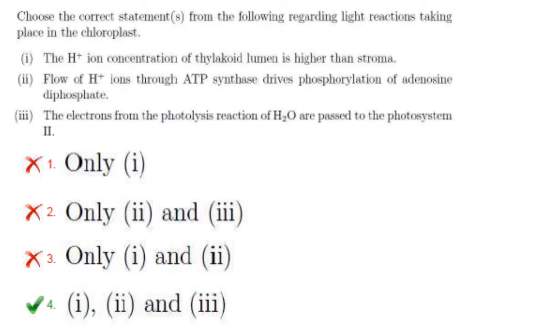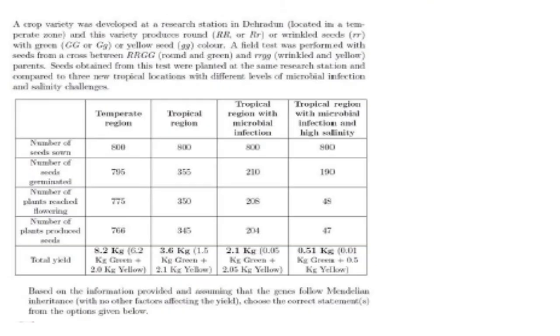Then next one. Choose the correct statement from the following regarding light reactions taking place in chloroplast. The H positive ion concentration of thylakoid lumen is higher than stroma. That's correct. Flow of H positive ion through ATP synthase drives phosphorylation of adenosine diphosphate. That is also correct. The electrons for photolysis reaction of water are passed to the photosystem 2. So 1, 2 and 3 all the statements are correct. So option 4 is the answer.